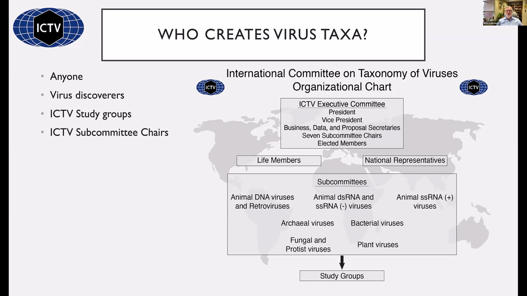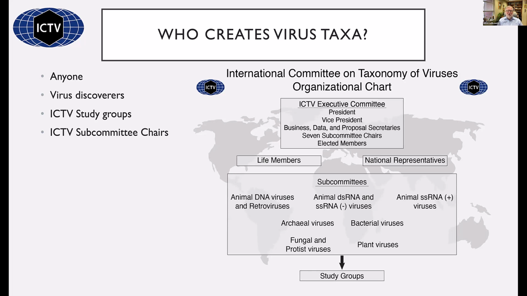And the study groups are composed of a chair and then several members. The number of members varies for each study group, but every family, for the most part, has a study group associated with it. It's this group of people that are responsible for the bulk of the preparation of proposals. But as you'll see, anyone can create a proposal to create a new virus taxon, generally starting with the people who actually discovered the virus.